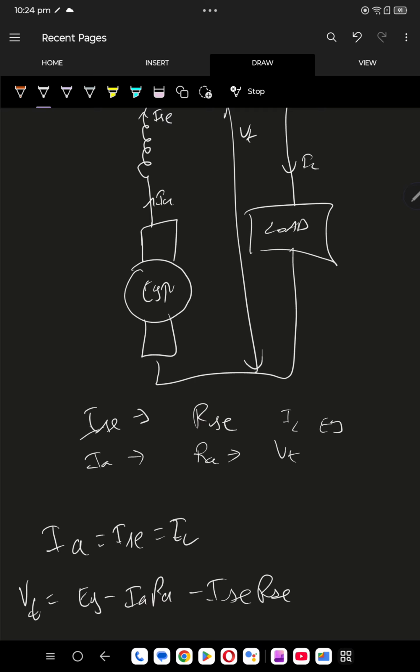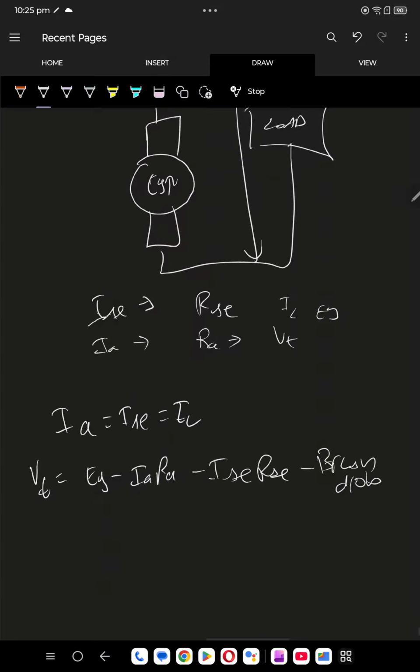Even in separately excited we did not write it, because it was separately excited. But in series, ISC RSC should be there, and of course along with brush drop. Remember it consciously. Now because ISC is equal to IA, so EG minus IA into RA plus RSC also we can write, minus brush drop.